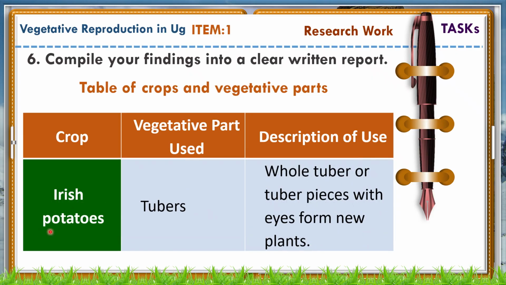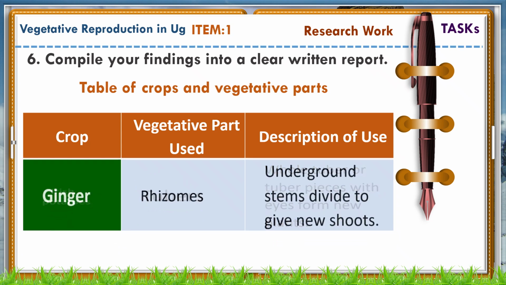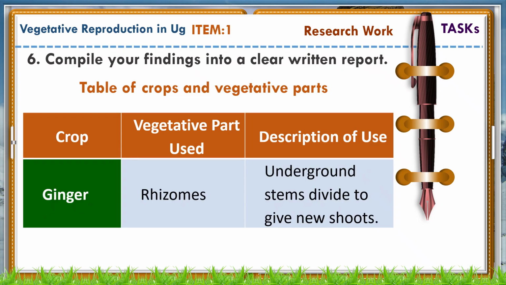Then we have the Irish potato. For Irish potato, we use the tubers. Here you can plant a whole tuber, or you can cut the tuber into pieces, provided those pieces have eyes, because the eyes are the ones that are going to form the new plants. Then we have ginger. For ginger, we use the rhizomes. Rhizomes are underground stems, and these divide and give us new shoots.